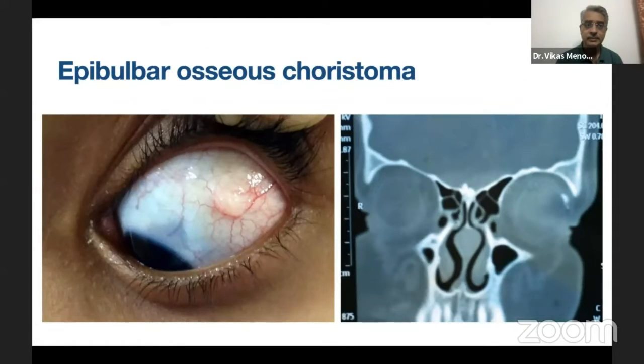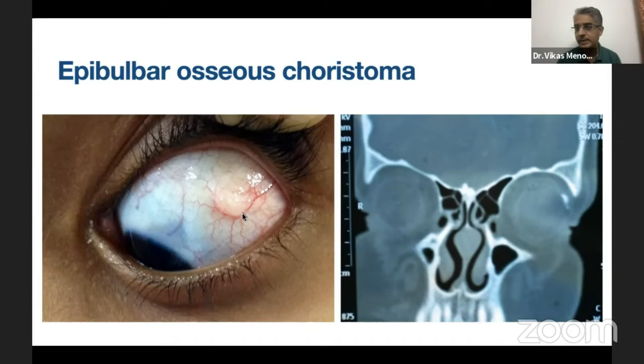These are epibulbar osseous choristomas. This is nothing but a piece of bone which is present over the sclera, stuck on the sclera. It does not cause any problem, and it's present since birth mostly. Patients usually do not know till late unless they start palpating their eyes, and most patients come saying they are palpating something abnormal in their eye. The most common location is this area, the supratemporal location.